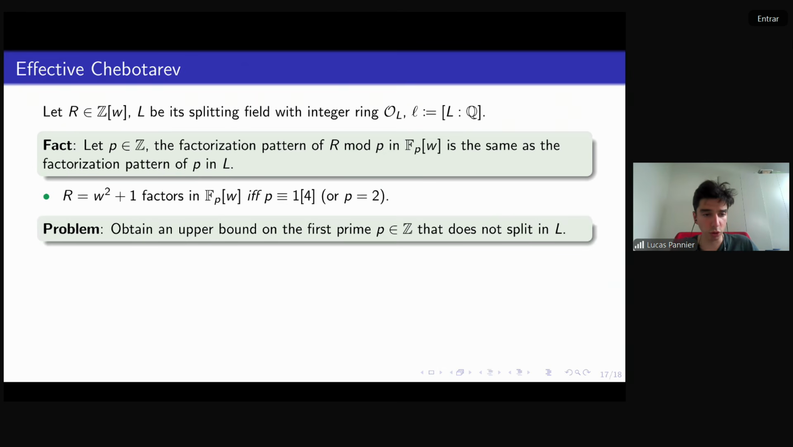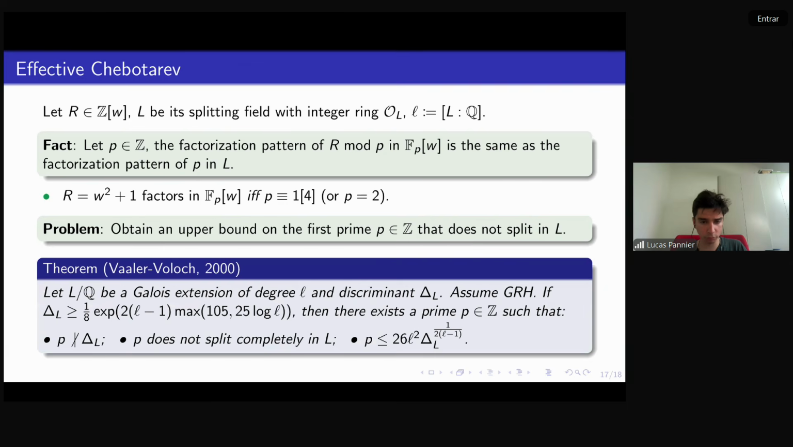So from this statement, we can actually find a new problem because we wanted to find when R mod P does not split. So our new problem is to find when P does not split in some splitting field of a polynomial. So we want to obtain an upper bound on the first prime P that does not split in L. This is really equivalent to our previous problem.